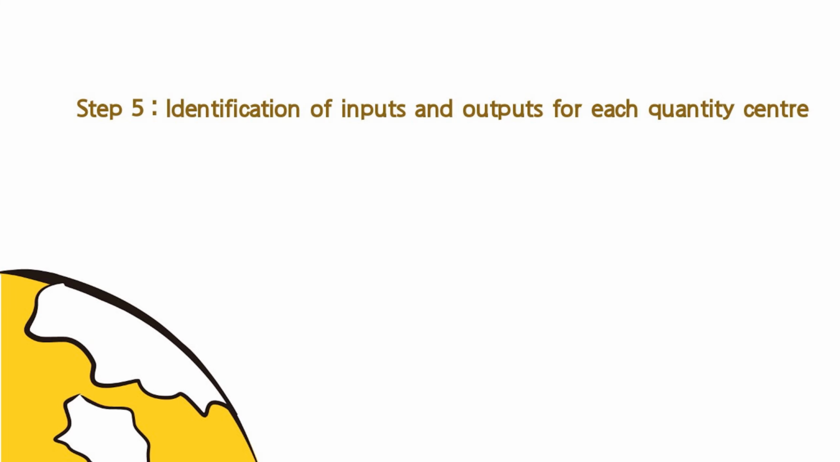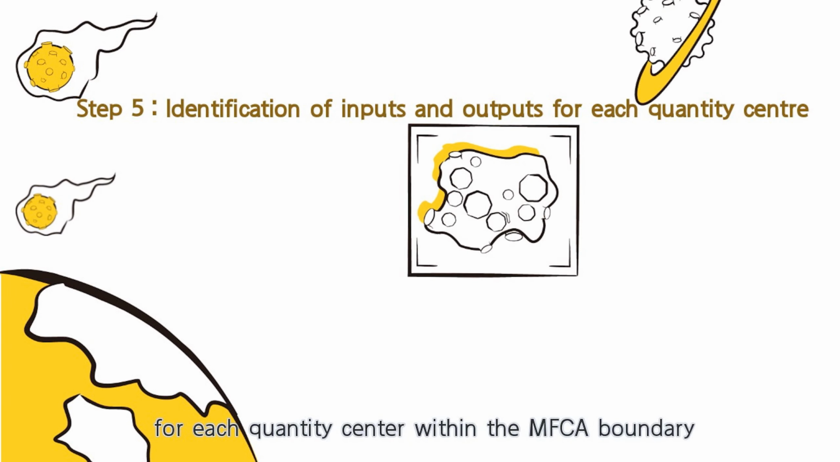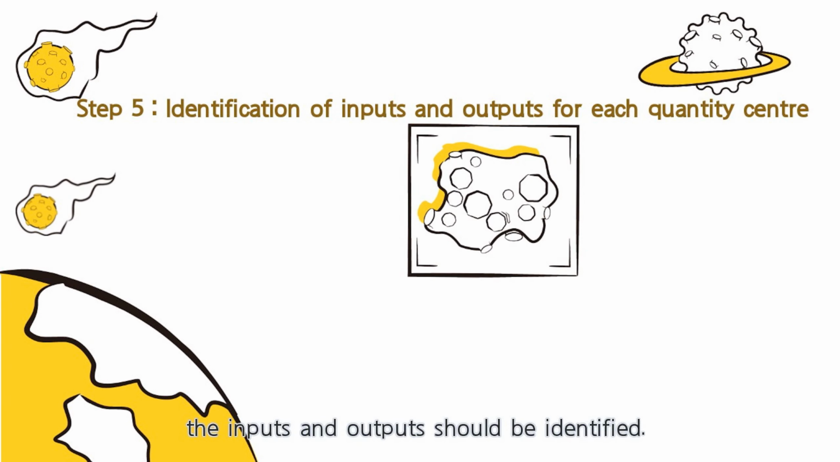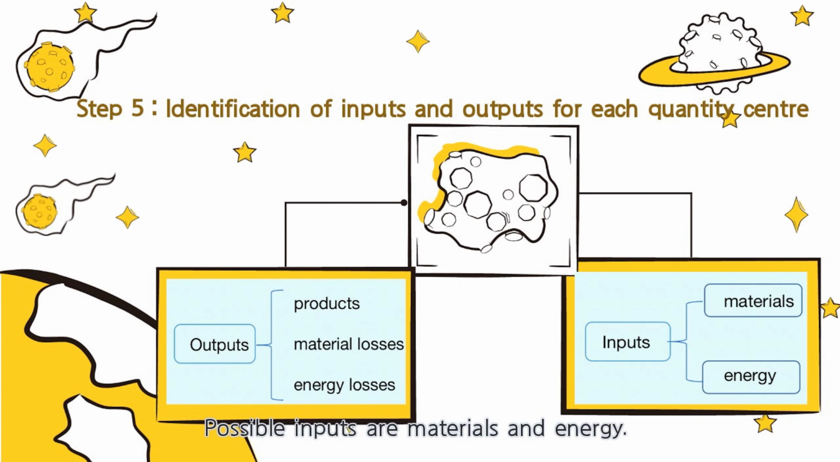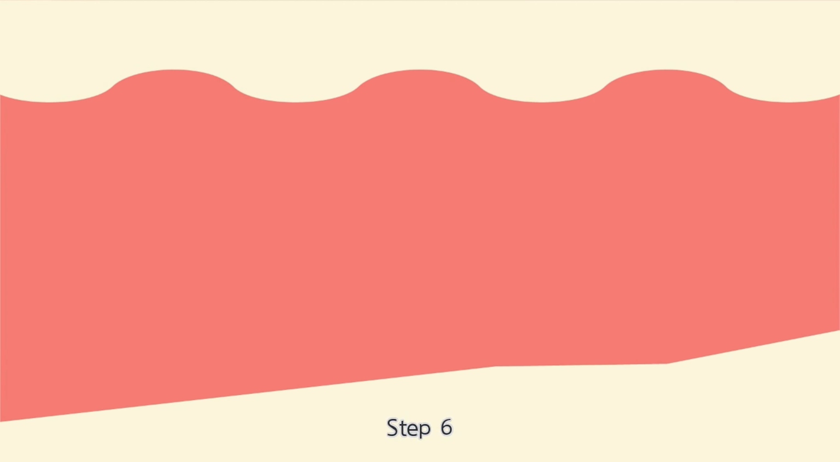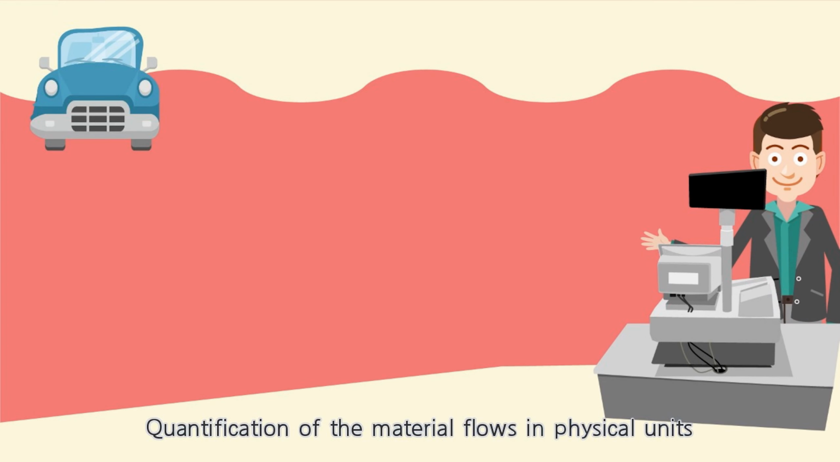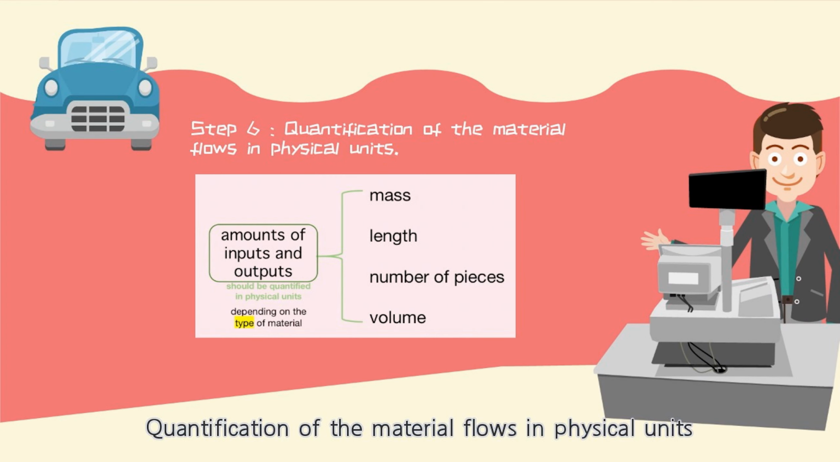Step 5. For each quantity center within the MFCA boundary, the inputs and outputs should be identified. Possible inputs are materials and energy. Possible outputs are products, material losses, and energy losses. Step 6. Quantification of the material flows in physical units.